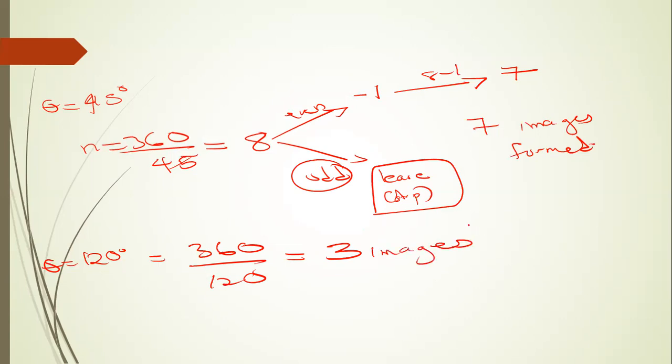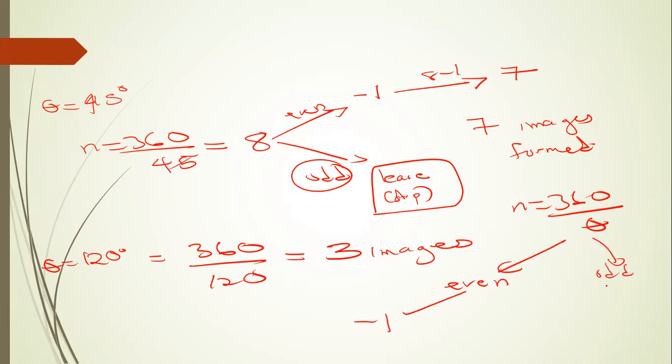That's how you can find the number of images formed when two plane mirrors are at an angle. Just use the formula n equals 360 divided by theta. Then if it's even, you go a step further and subtract 1. If it's odd, then you just stop.